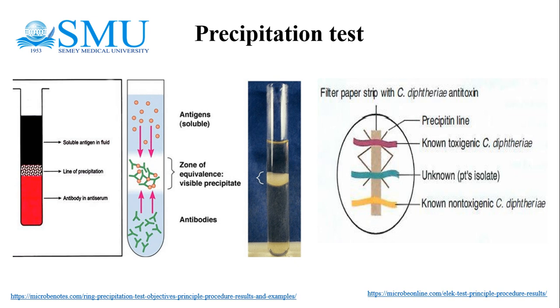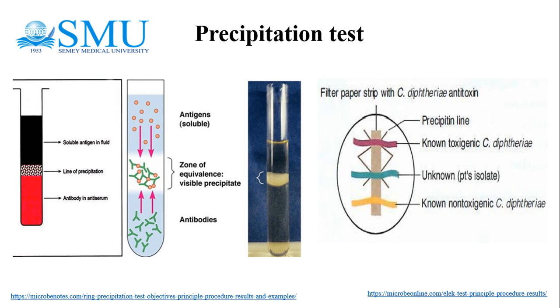precipitation test: ring precipitation test on the left side of the slide, and on the right side of the slide, precipitation in gel. In the precipitation test, when a soluble antigen reacts with its antibody in the presence of optimal temperature, pH, and electrolytes, it leads to formation of the antigen-antibody complex in the form of an insoluble precipitate band when a gel-containing medium is used, or an insoluble flocculus or precipitate ring when a liquid medium is used.